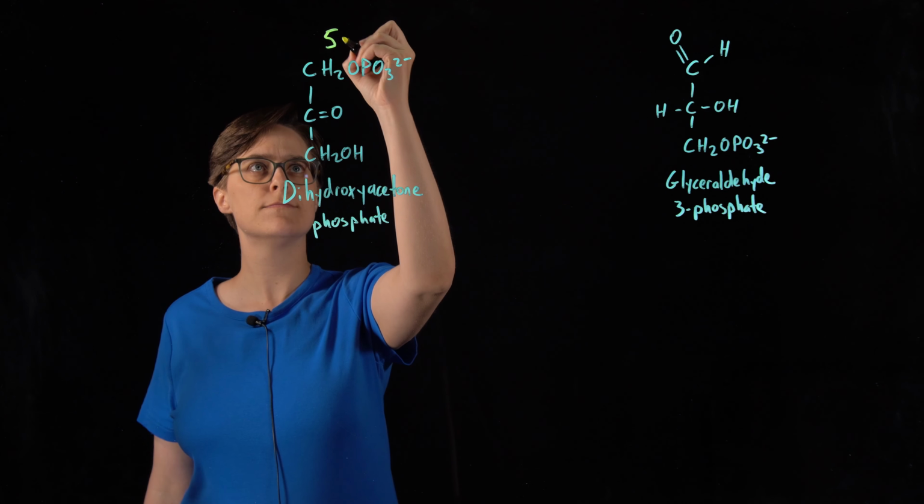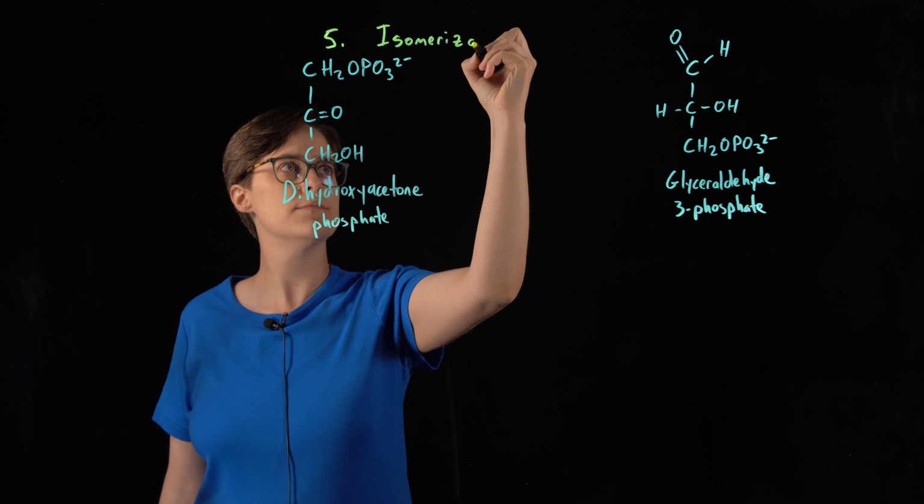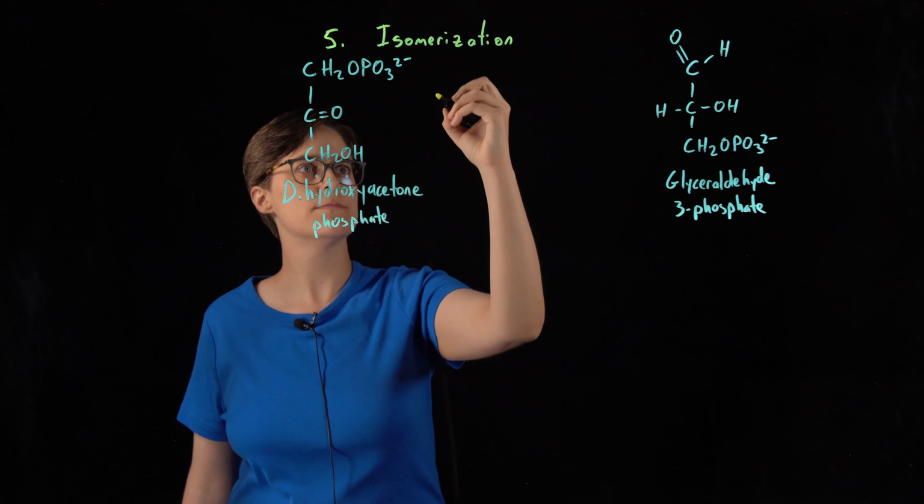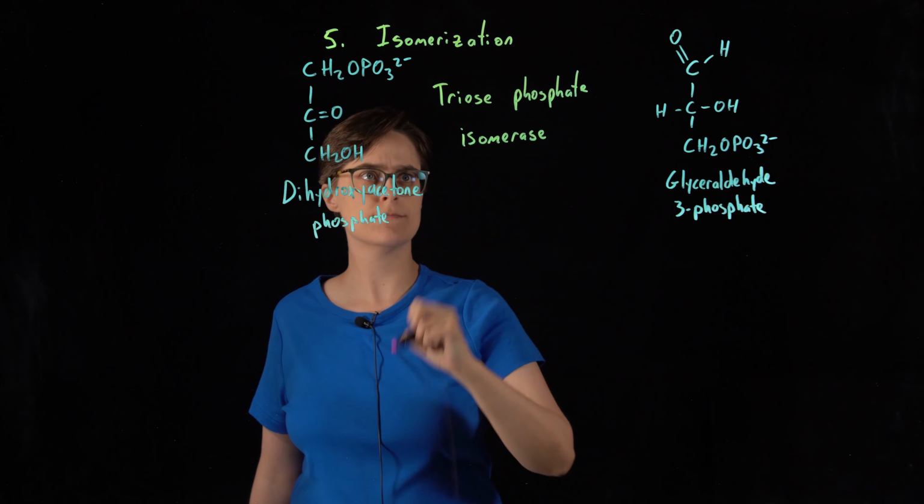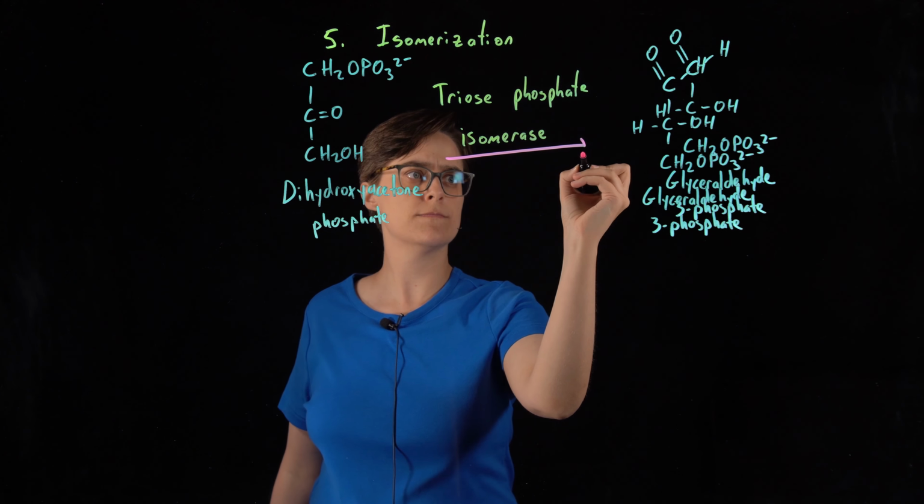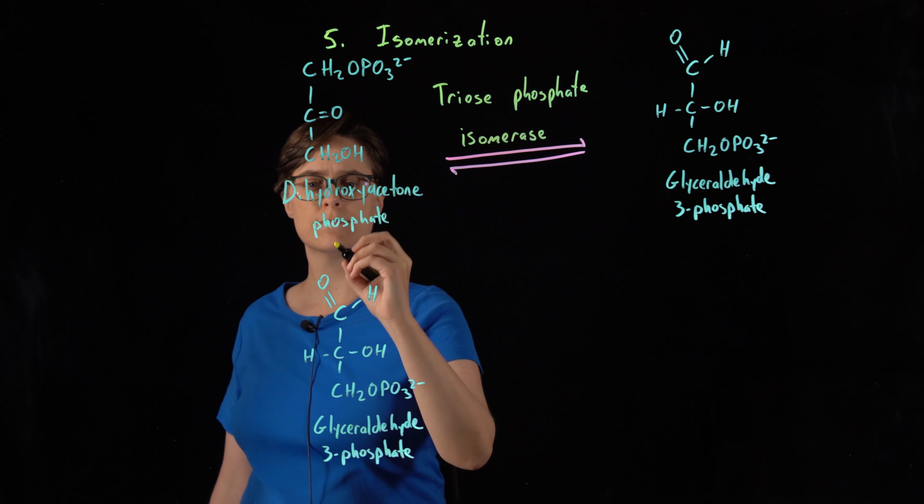Step 5 is an isomerization reaction. This is catalyzed by an enzyme called triose phosphate isomerase. And in this step, there's a rapid interconversion between the 2 products of the last step, dihydroxyacetone phosphate and glyceraldehyde 3-phosphate. Importantly, glyceraldehyde 3-phosphate is what can continue on to the next step.